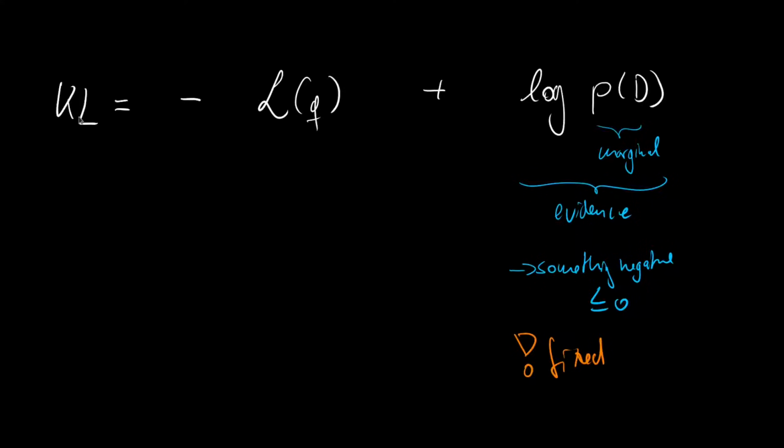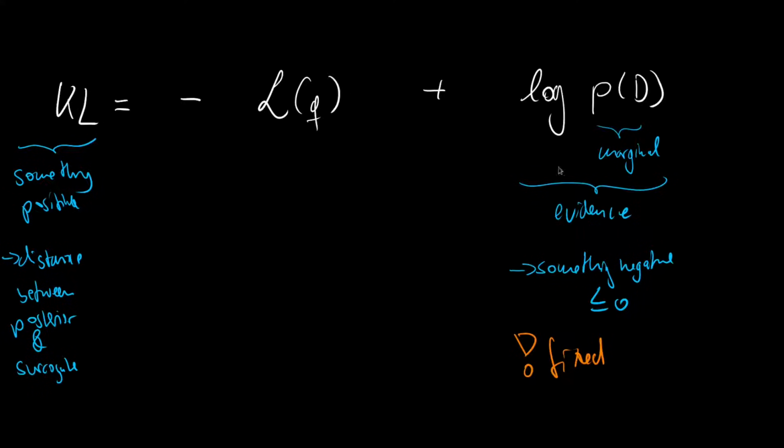Then we can look at the KL divergence. We know the KL is a distance, so it has to be something positive. Let me also note down that it is the distance between posterior and surrogate. If we have something positive here and something negative here, then to fulfill this equation we need to also have something negative here, because the negative cancels with the negative and creates something positive. So this has to be smaller or equal to 0.